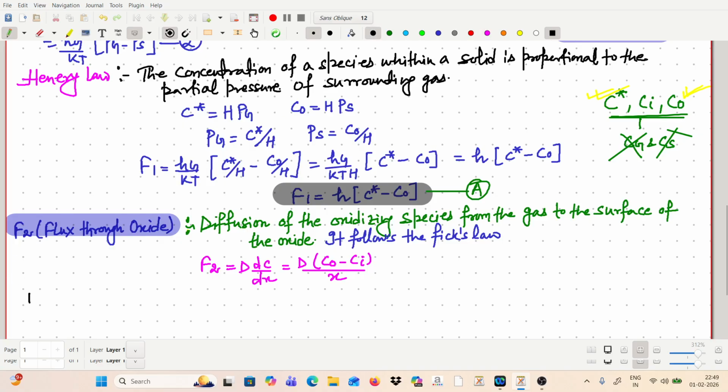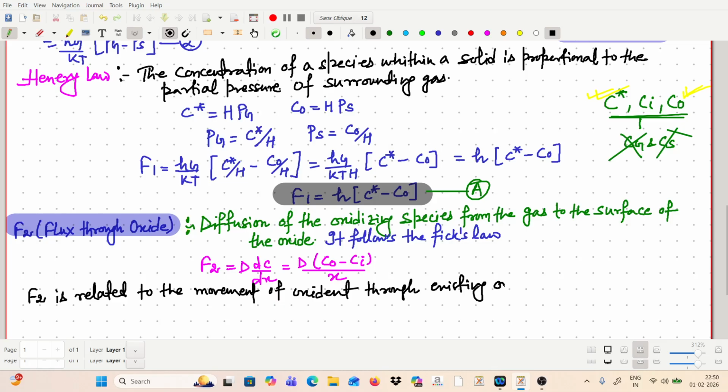Here I am writing one more line: this F2 is related to the movement of the oxidant through the existing oxide layer.